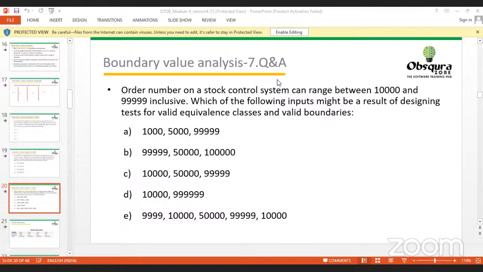Deepa, Devi, you're telling E. Namita is telling C. So we'll check it. So 10,000 and 9 fives. So we will consider first the boundary values. So 10,000 minus 1 will be 4 nines, right? Yes, 4 nines. And this one will be 5. I will just put the values in the chat, the numbers.